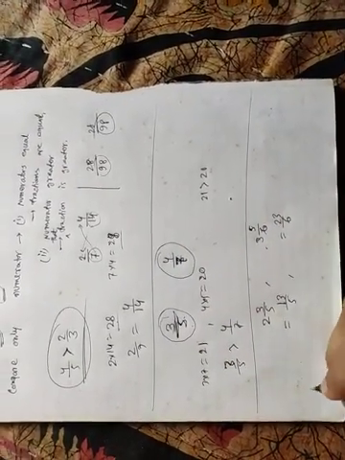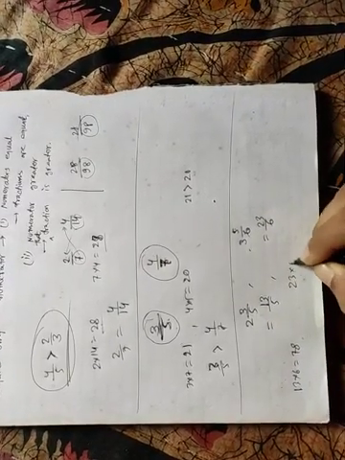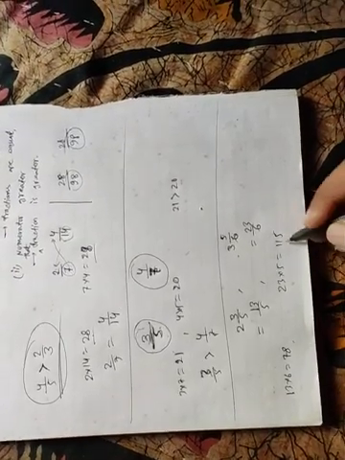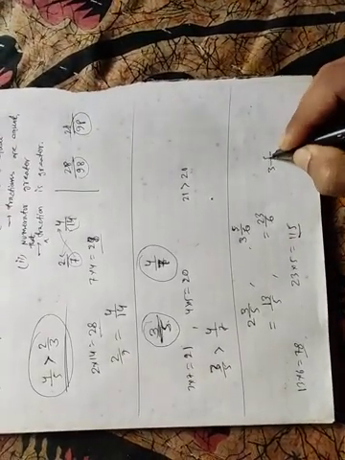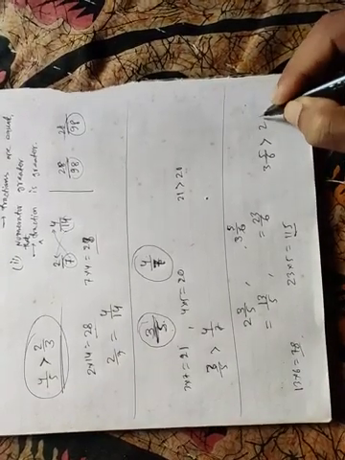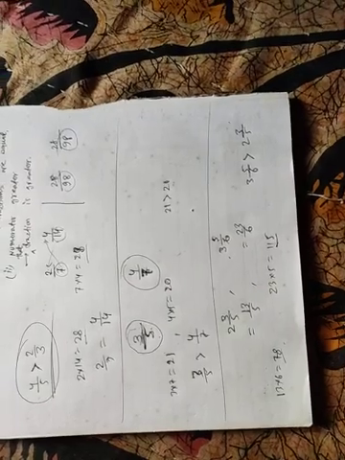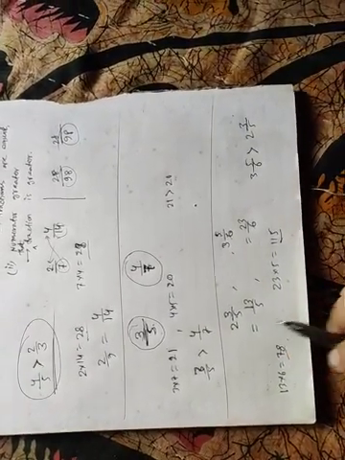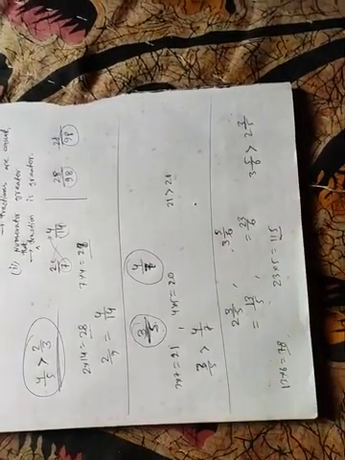So 13 into 6, 78. 23 into 5 is equal to 115. So 115 is greater than 78. So this fraction must be greater, that means 3 and 5 upon 6 is greater than 2 and 3 upon 5. Clear? So first convert the mixed fraction into an improper fraction, then do the same process.